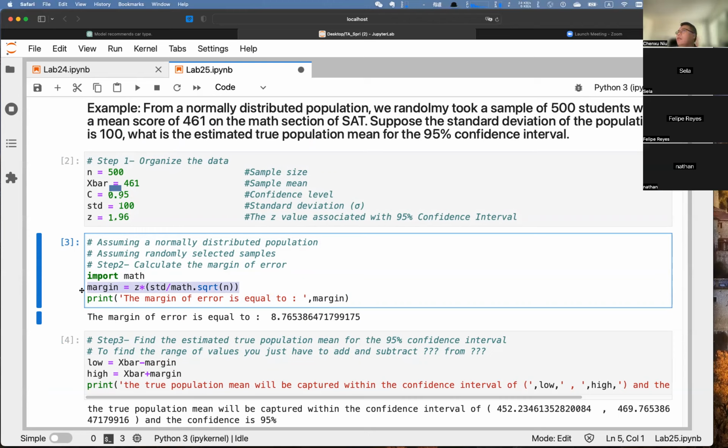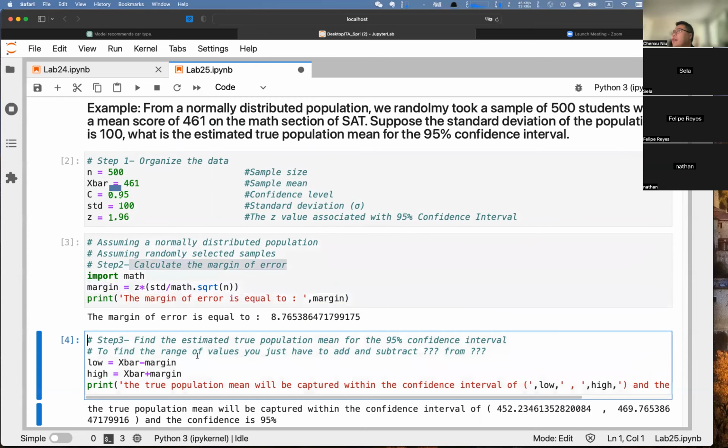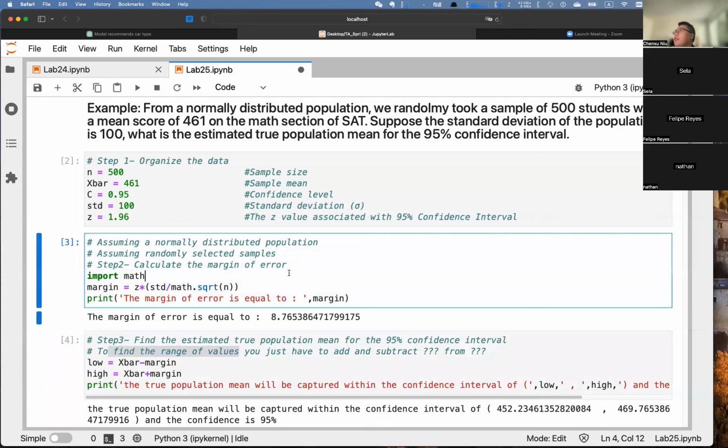So let me repeat again. First you need to organize the data, right? And next, you need to compute the margin of error, and then you can find the range of the values. Okay, that's the first example. Any questions so far?